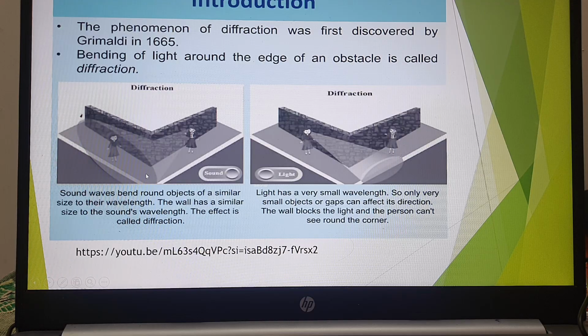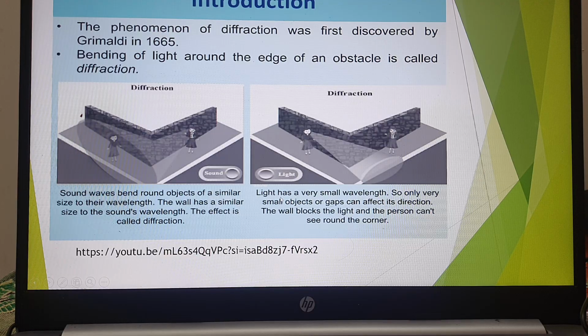In sound waves we can observe a small object of similar size to their wavelength. See, one girl is coming from one direction and another girl from another direction, with similar wavelengths around the objects. The wall is of similar size to the sound wavelengths. The effect is called diffraction.